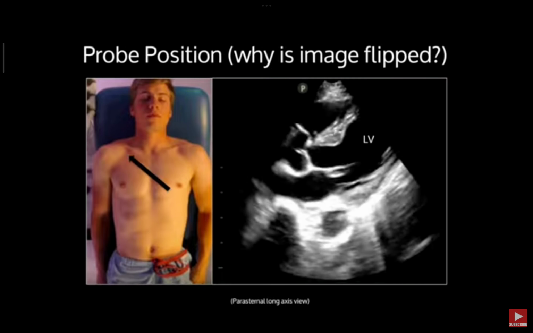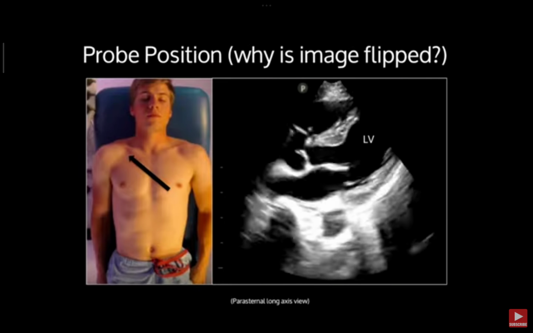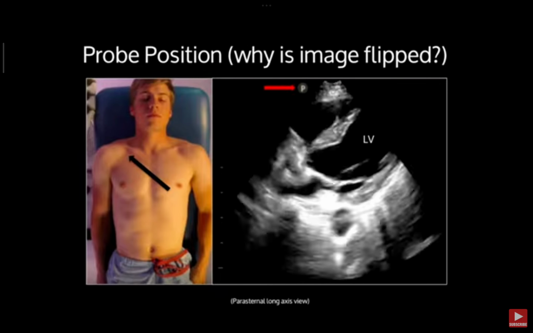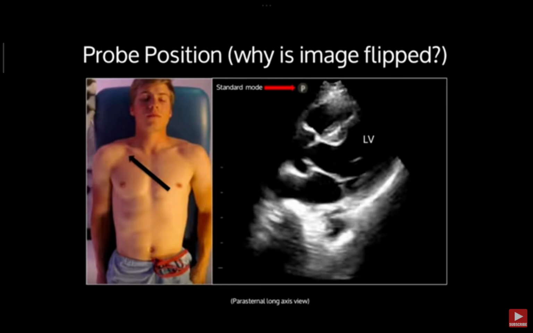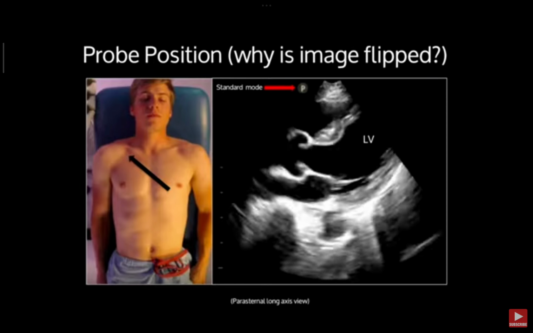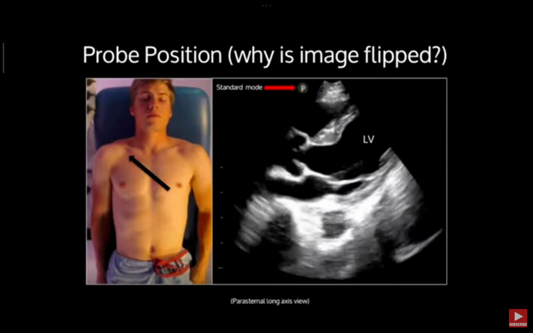This image also looks different. Again, it is flipped. Why is it flipped? First, see that the indicator on the screen is on the left, which tells you that you are in standard mode. Then see where the probe marker is facing, and in this case, it is facing the patient's right shoulder, the orientation in cardiac mode, not standard mode. Remember, in standard mode, the probe indicator should point to the left hip.